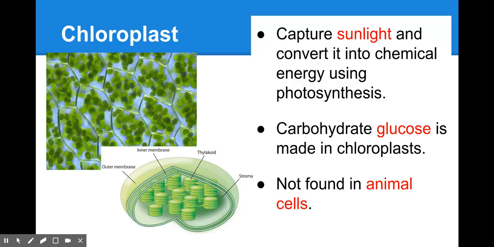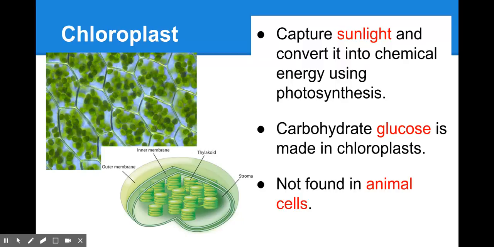The next thing we're going to look at is a chloroplast. So chloroplasts are going to capture sunlight. They capture energy from the sun, and they convert it into chemical energy using photosynthesis. This is such a huge job that's being done here by the chloroplast. The chloroplast is taking sunlight, which is unusable energy for the vast majority of life on this planet, and it's converting it and storing it in a form that is usable to other organisms on this planet. And that form that it's being stored in is the carbohydrate glucose. So that's what is made in the chloroplast.